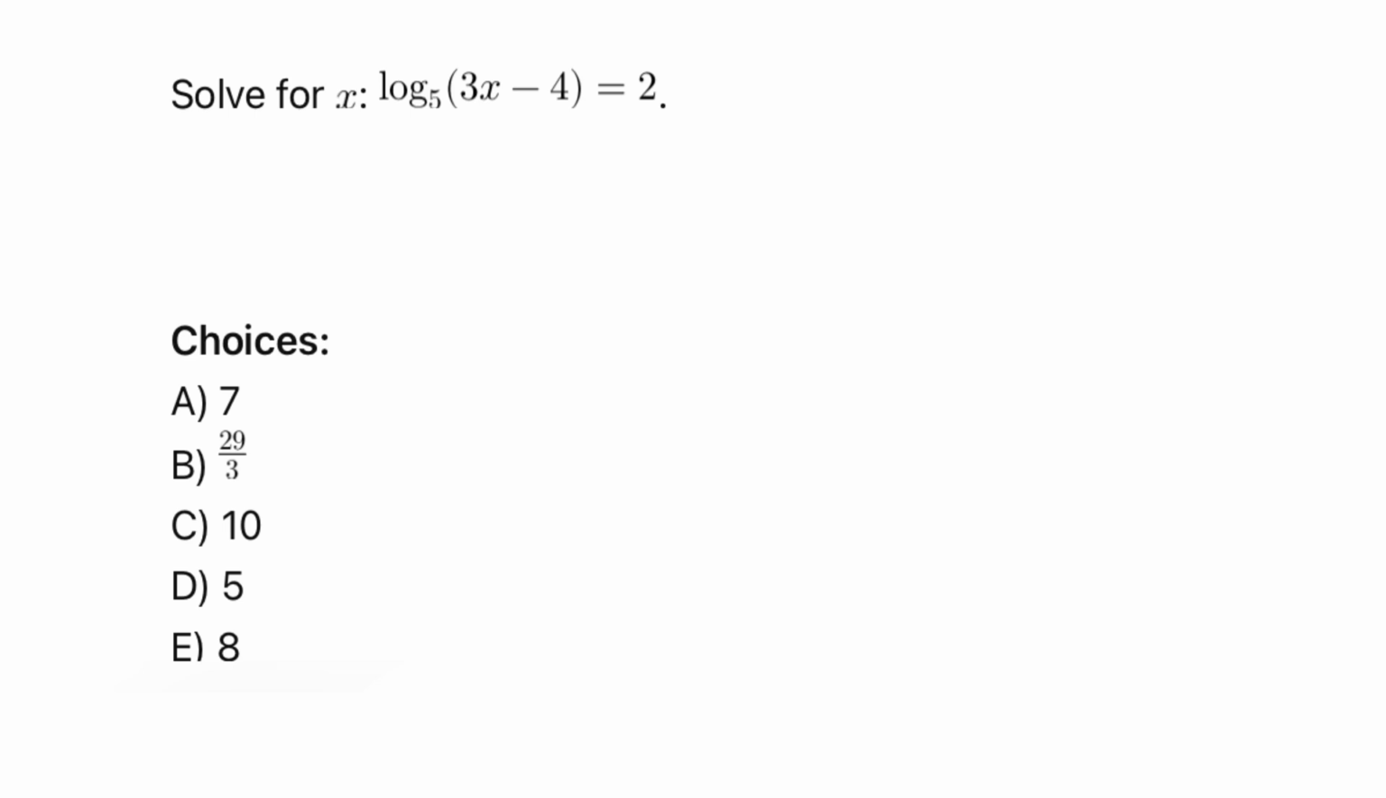Now we'll look at this next one. Solve for x. Log to base 5 of 3x minus 4 is equal to 2. And in this case, with as much work as we've already done, I think we need to let you have a minute to do this. So we're going to give you about 30 seconds, and you may begin.